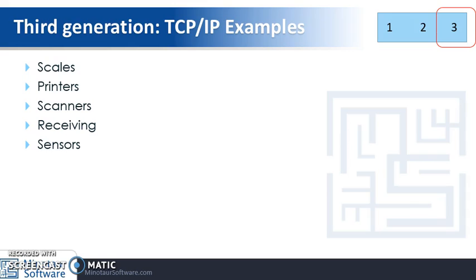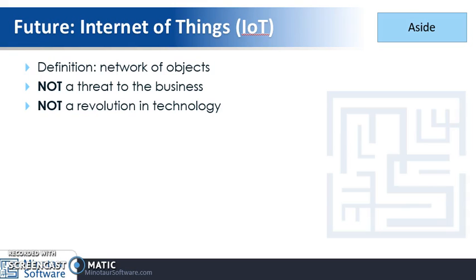Some examples of devices that have recently been converted to TCP/IP include scales, printers, scanners, receiving, sensors, anything that requires tracking more complex information. It has been converted to a TCP/IP format, basically because it's a lot easier to use a parallel format for that application than it is to use something like USB. So in the future, this concept of Internet of Things has been taking over people's discussions, and so it seemed like a fitting time to discuss it.